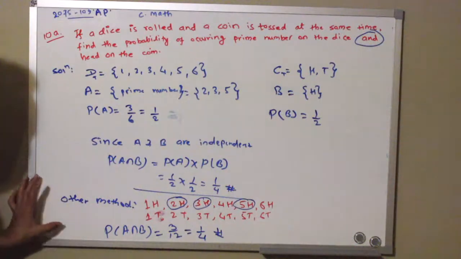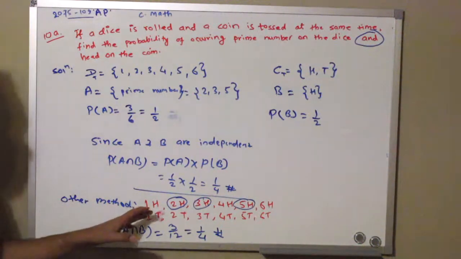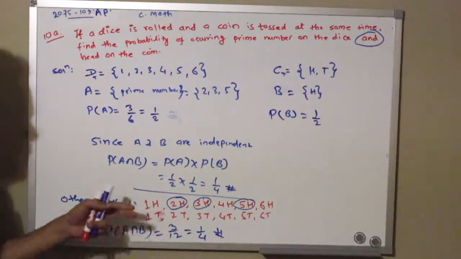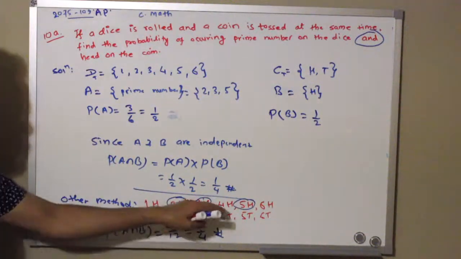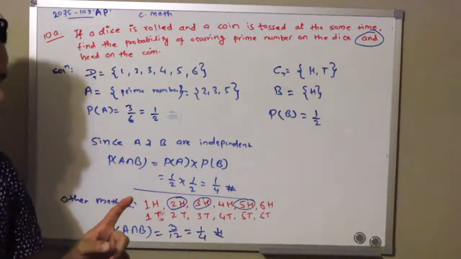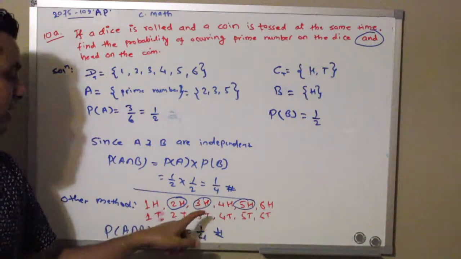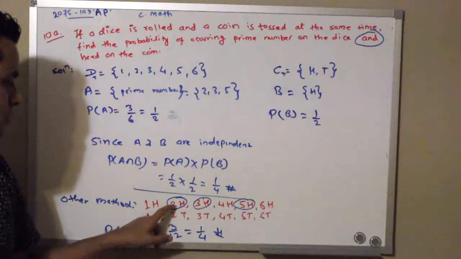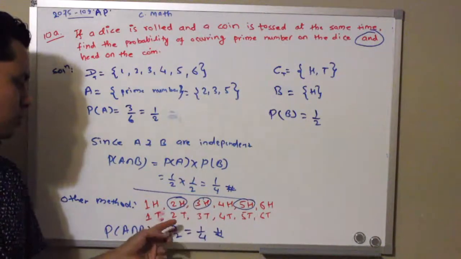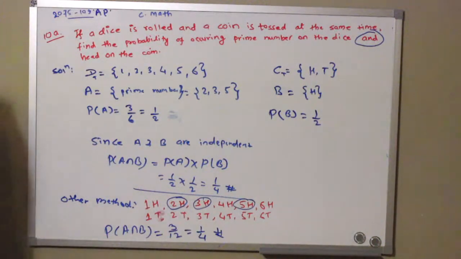Similarly, you can do the other method. Just note down every possible event. It could be 1 and head, 2 and head, 3 and head, and so on. But I need the event with head and a prime number. So prime numbers 2, 3, 5 with the head is this. So 3 over the total of 12. Again, that is also 1 by 4 is the answer.